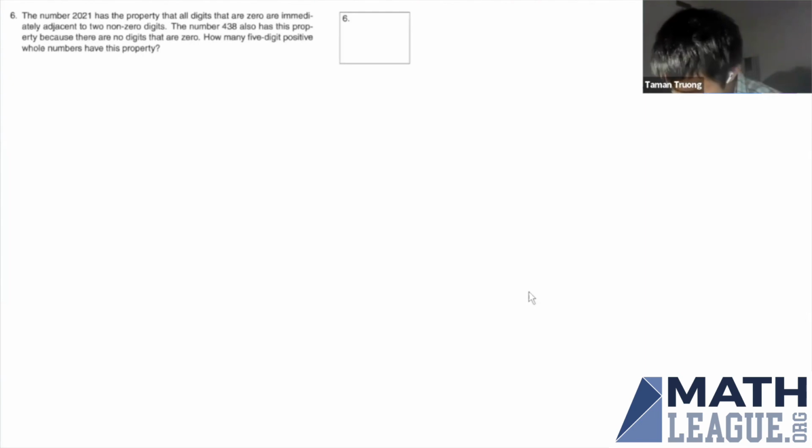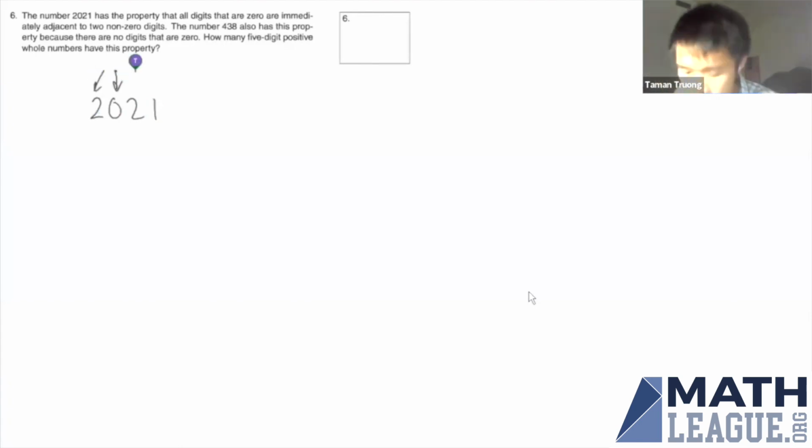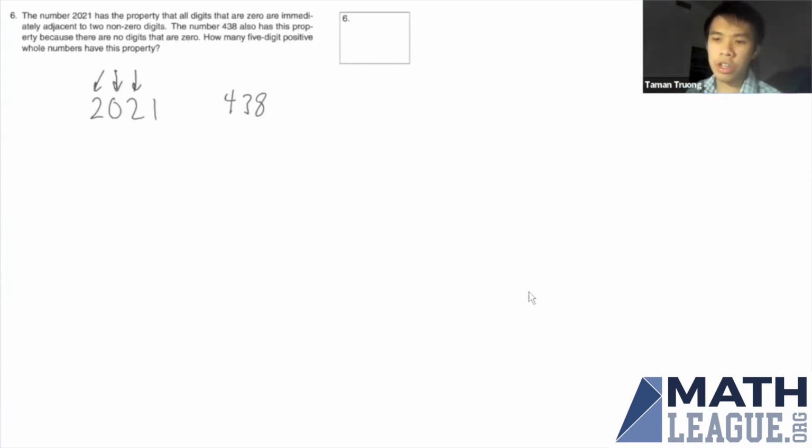So we see that in the number 2021, in between two non-zero digits is a 0, and so that satisfies this property. And then 438 also satisfies the property because none of the digits are zeros, so every digit next to each other will have a non-zero digit in between.